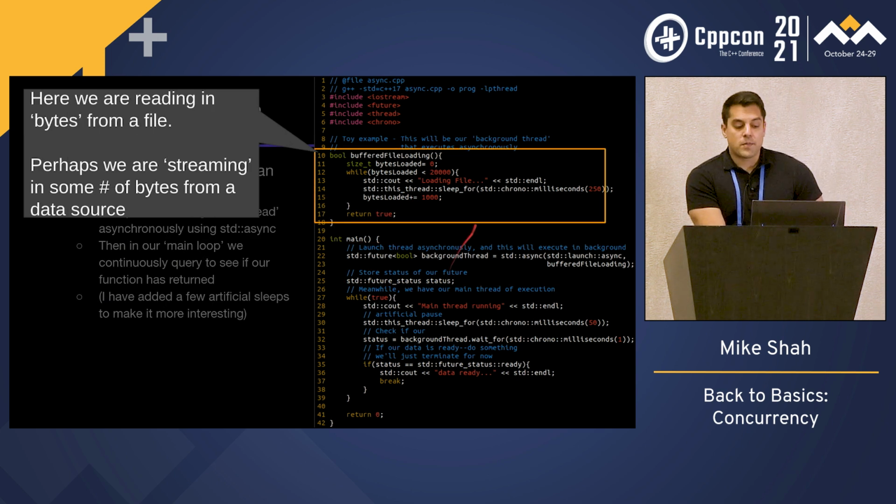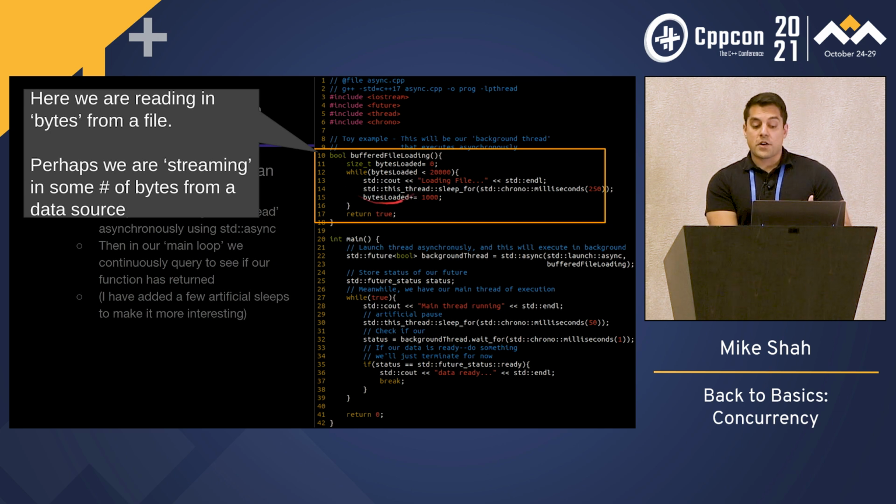If we want to think about this as a worker thread or a background thread, I've got this function called buffered file loading. Our goal is just to read bytes from a file. I've simplified things. I've just got a counter for the bytes loaded, and we're going to load 20,000 bytes. I've a few artificial sleeps to make it interesting when you run this. But this is going to be running in its own thread. It's got its own while loop, its own execution.